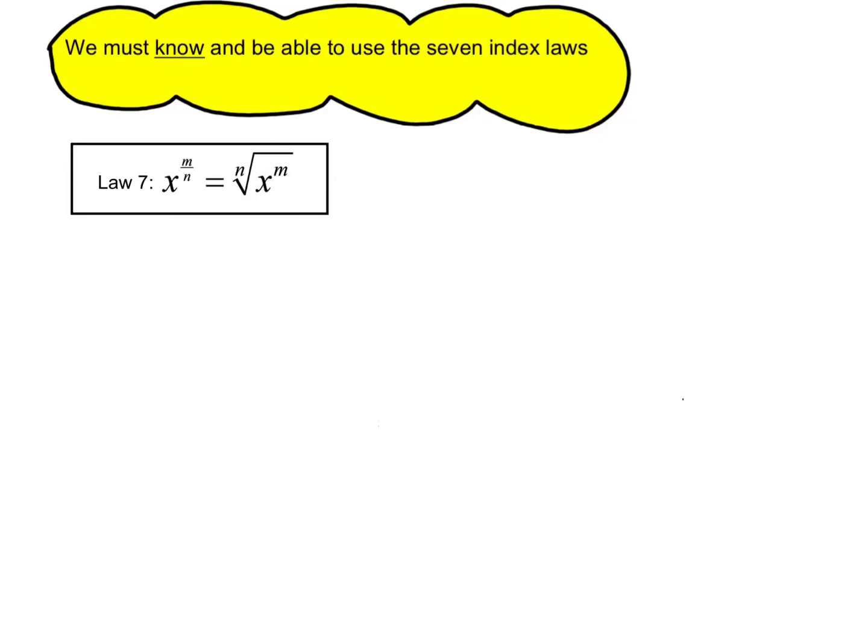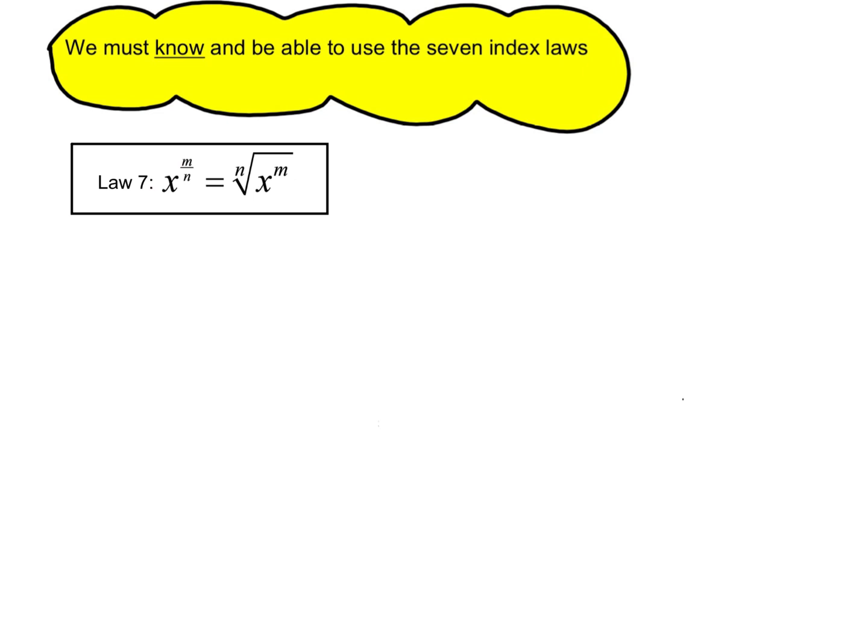We're now going to look at the last of our index laws, which is our fractional power. So basically, when the index is a fraction, then we can change from this form to this form. Now, what we need to make sure we're doing when we're changing from our fractional index form to our root form is we make sure we understand where the m and the n go.